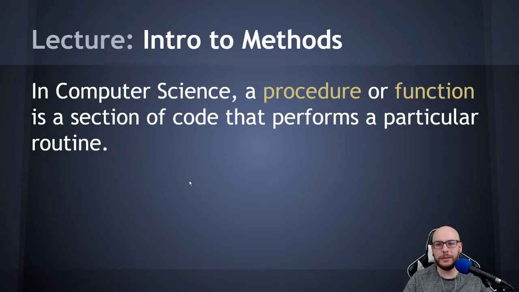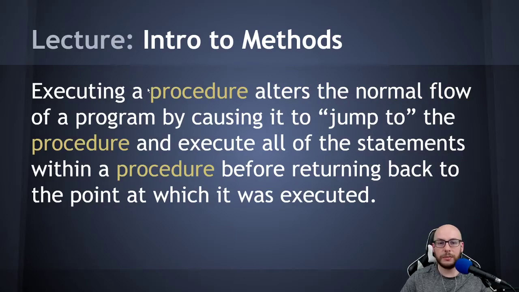In computer science, a procedure or function is a section of code that performs a particular routine. So the idea is we're going to have a section of code. We're effectively going to name it. And instead of just normally executing our code from top to bottom, we'll have bits of code that we can jump to, execute, and then come back. Executing a procedure will alter the normal flow of the program by causing it to jump to the procedure and execute all of the statements within a procedure before returning back to the point at which it was executed.